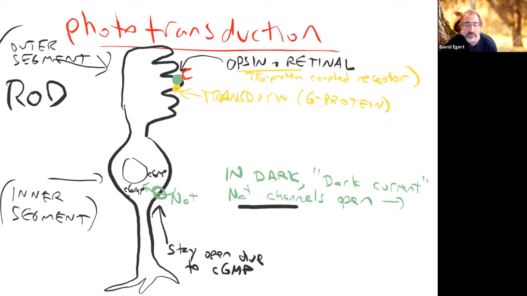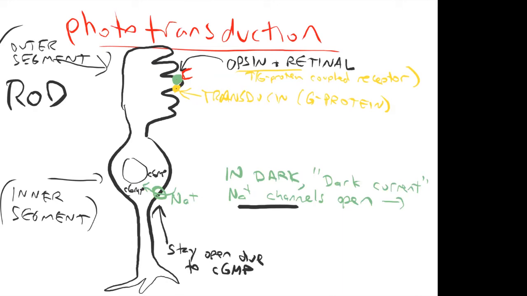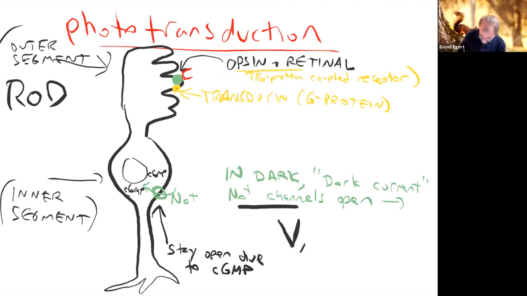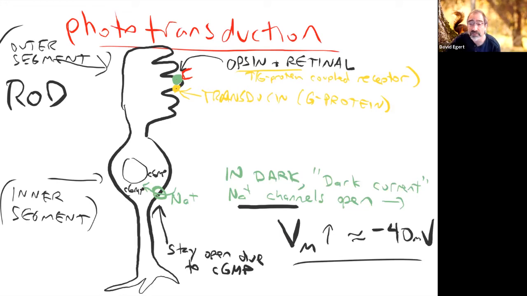What happens to the membrane voltage if sodium channels are open? Sodium's coming in. Becomes more positive. Exactly, it becomes more positive. So the membrane voltage kind of goes up. It's around minus 40 millivolts. So in the dark, this is a little counterintuitive. In the dark, the rods and cones are positive, above threshold.